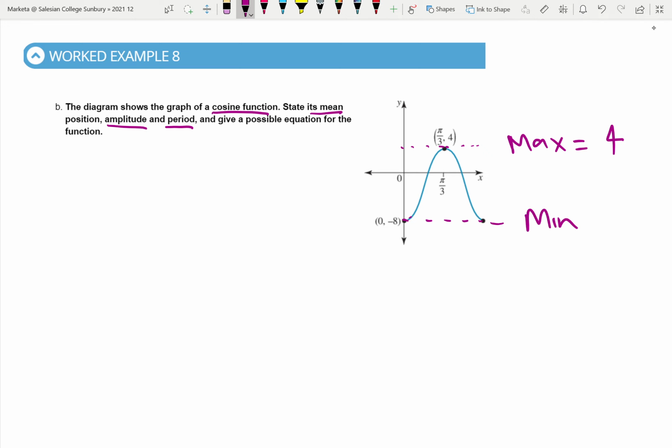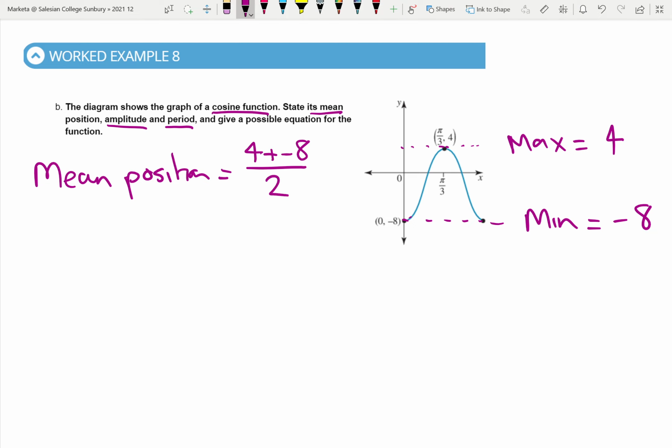The minimum equals -8. So then, if we wanted to find the mean value, or mean position as they're calling it here, we're going to have 4 plus -8 divided by 2. So the mean is the average. We take the top and the bottom and we divide it by 2, and we get -4 on 2, which is of course -2. So that means our middle line, if we were going to draw a middle line, would be -2. And what this means for the graph is it's been moved down by 2 units from an original cos graph. Other things have been done too, but it's moved down by 2.